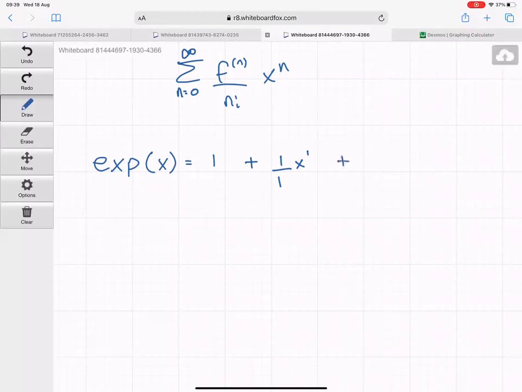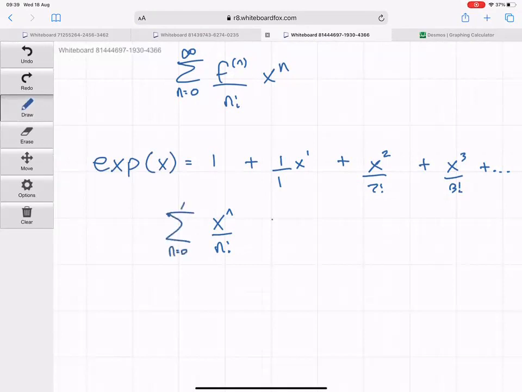Okay, plus the next term, n is 2, differentiate e twice, but you're just going to get back e. Evaluate at 0, you're going to get 1 every time. So we're just going to end up with x to the n over n factorial. So e to the x is just x to the n over n factorial, but as a sum from n is 0 to infinity, is the exponential function. And now you could plug in 3.7, right?